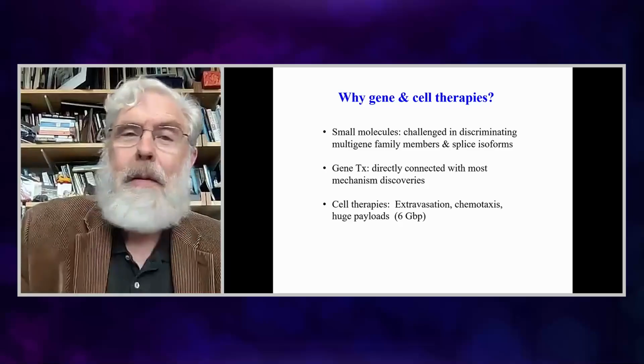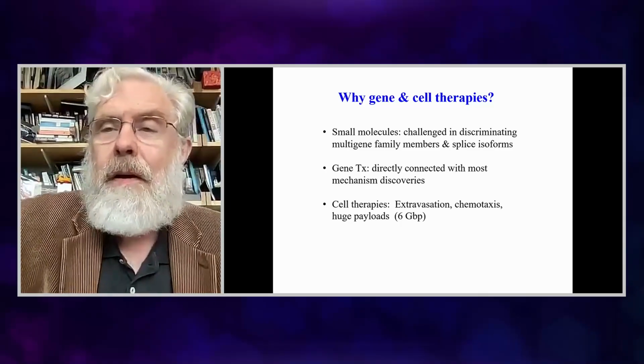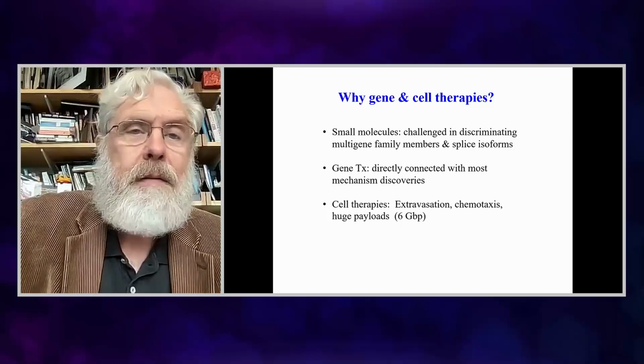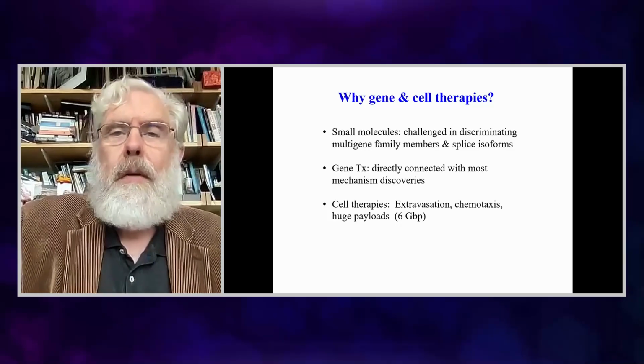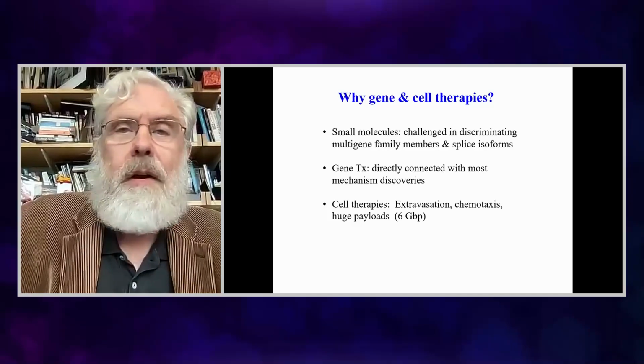But it's also smarter in that it can extravasate, which is just a fancy term for going across your blood vessels. It can chemotax. It can follow gradients of active chemicals. Okay, so what can we do to make gene and cell therapies better?